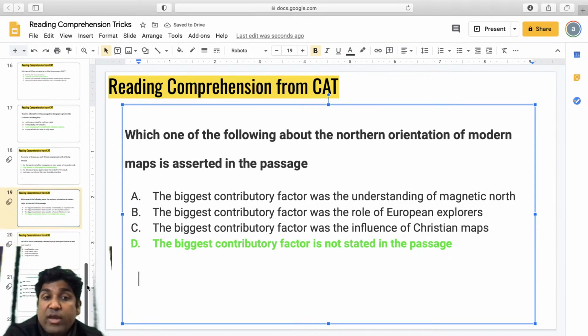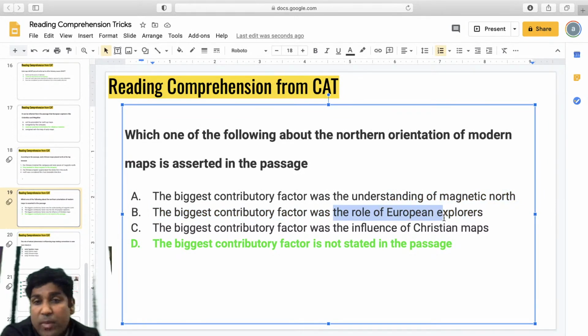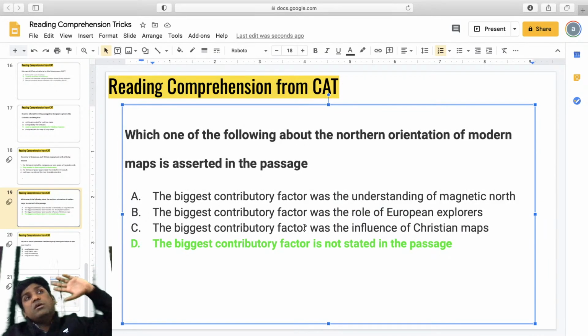It is nowhere. The contributory factor was understanding of magnetic north. The contributory factor was the role of the European explorers, always denied. The contributory factor was the influence of Christian maps. It was nowhere ever mentioned because it did not talk about modern maps. It just spoke about what historically has happened, basically.